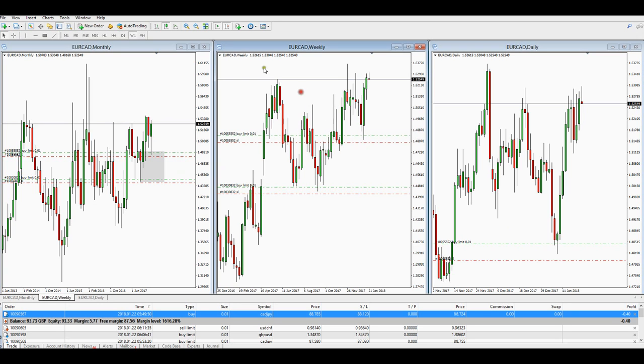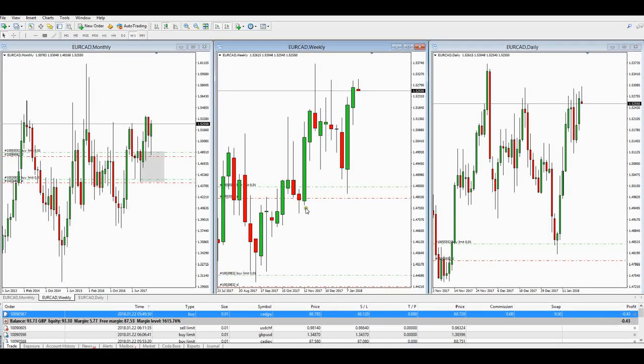I'm going to go into this a little bit more because this is very, very subtle, and I'm going to enlarge this so we can go through these candles. First of all, starting from the monthly, I had 2 months up, I've got 1 month down.